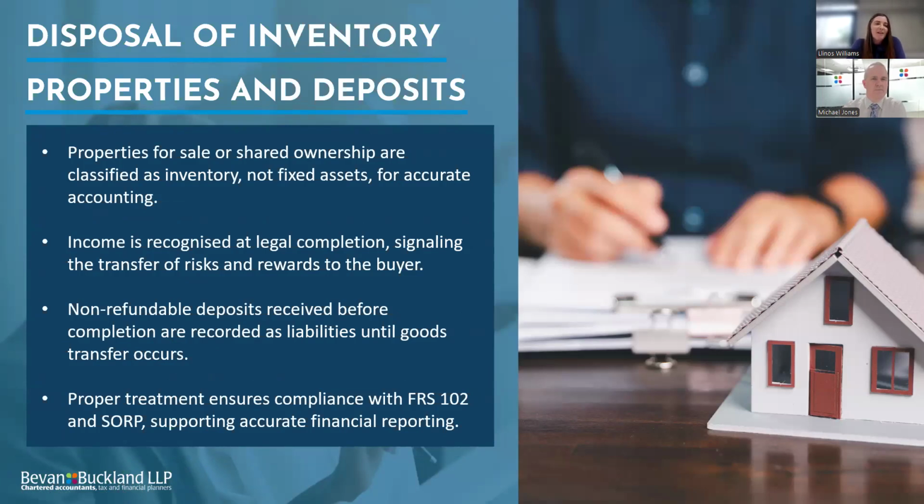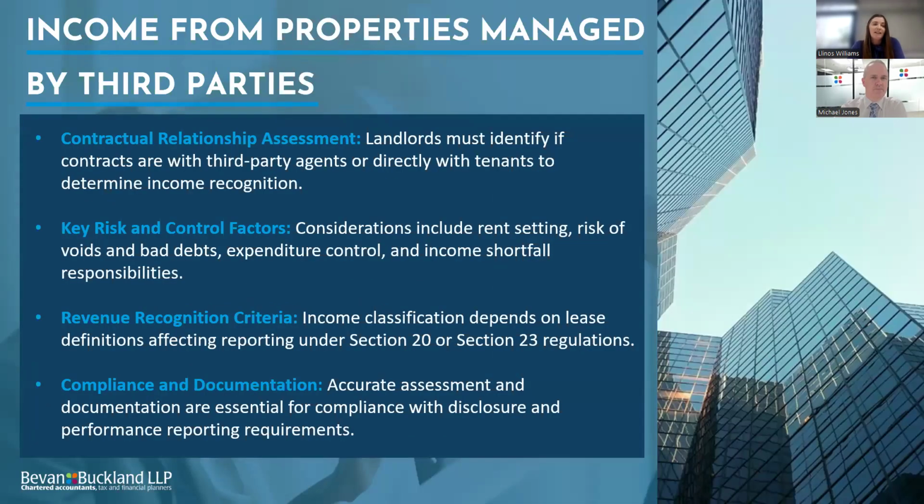In some cases, landlords own stock but outsource management to another organisation. The landlord must determine whether the contract is with a managing agent or directly with tenants. Key considerations include who sets rent and charges, who bears voids and arrears risks, who controls expenditure, and who carries revenue shortfall risk. This assessment determines whether income is accounted for under Section 20 or Section 23 contracts with customers.